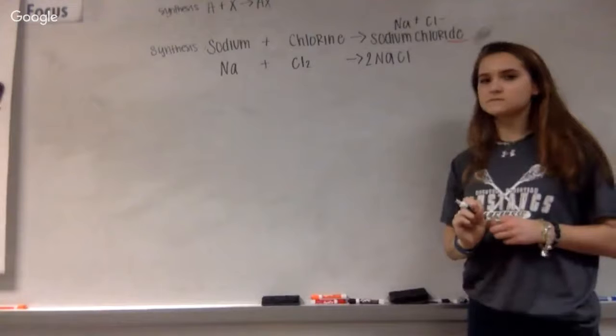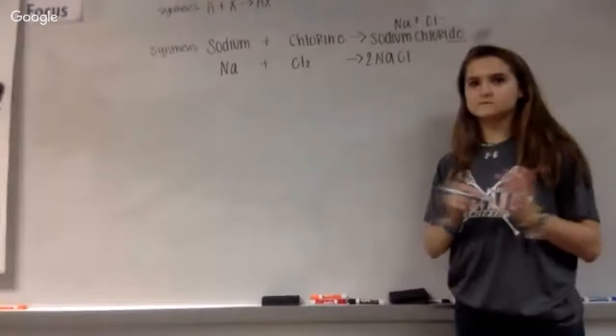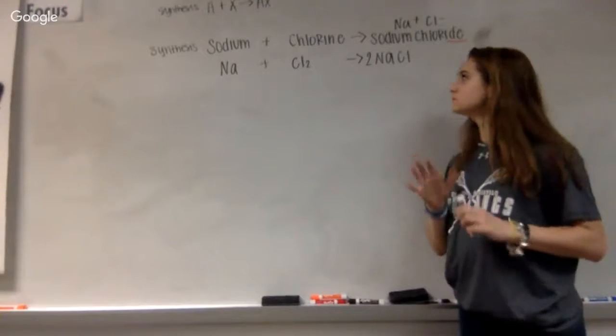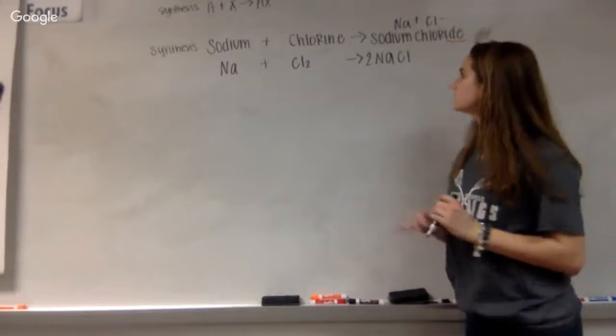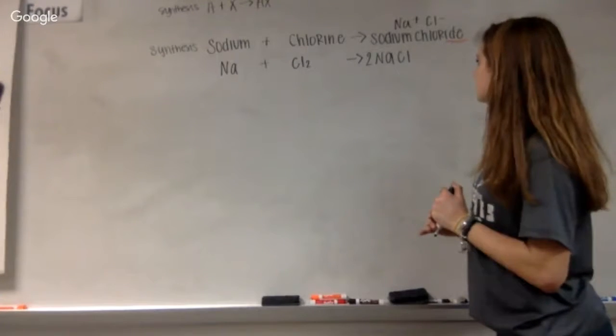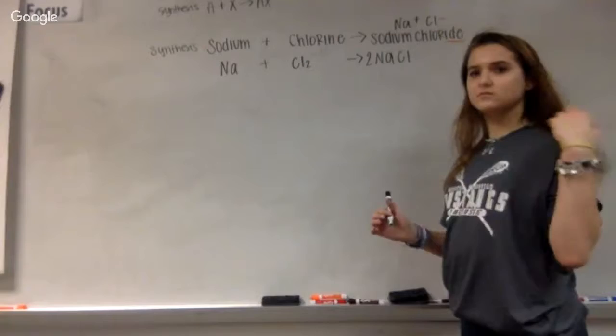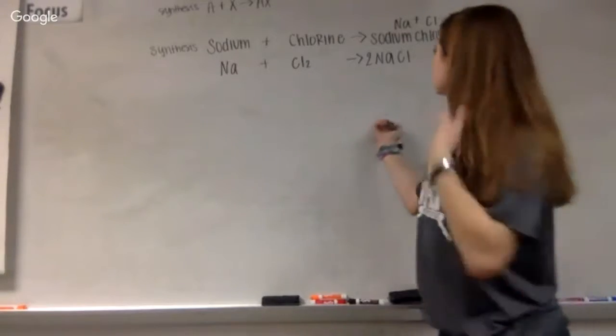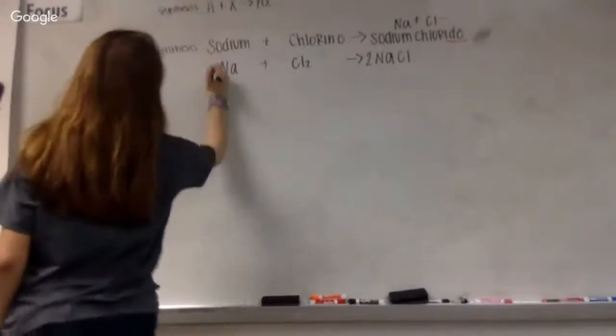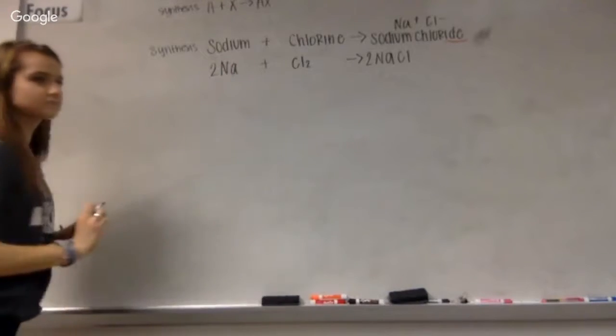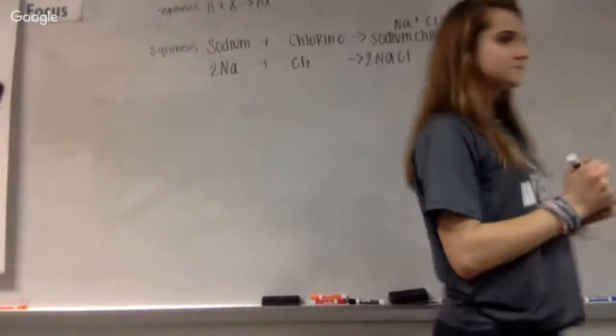Do you see how that 2 gives us 2 Cls, which balance off the Cl2? But doesn't that also give us an extra Na? So what do we have to do to balance off that extra Na? Add a 2. Put a 2 in front of the Na on the left-hand side. And that's your 4th point for balancing. Any questions here?